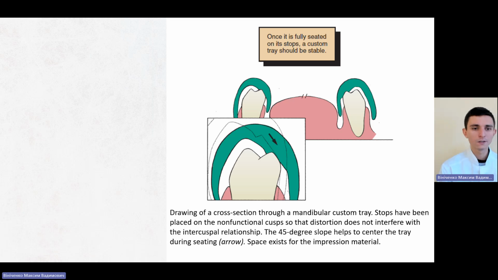Here you can see a drawing of a cross-section through a mandibular custom tray. Stops have been placed on the non-functional cusps so that distortion does not interfere with the intercuspal relationship. The 45-degree slope helps to center the tray during seating. You can see with arrows, space exists for the impression material.